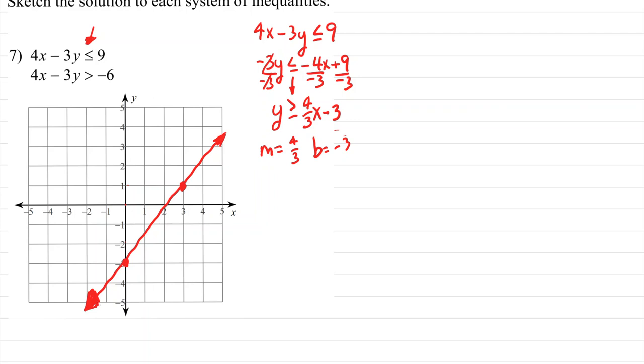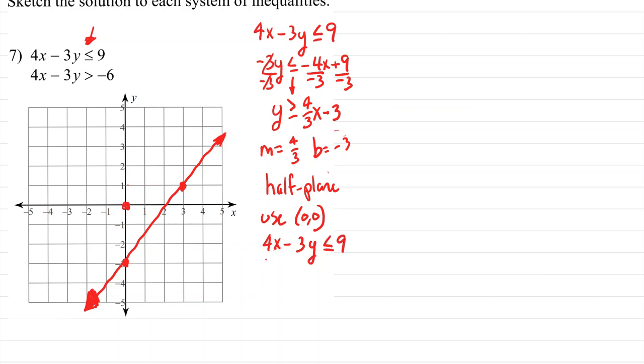Now we got to find our half plane. And again, for our half plane, if 0, 0 isn't on the red line, it is okay to use it. Since 0, 0 is not, we are going to use the ordered pair 0, 0 and always go back to the original equation, which was 4x minus 3y is less than or equal to 9.